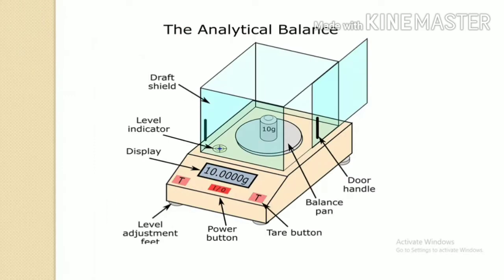This is the general diagram of analytical balance. Here we can see that this is the door handle, balance pan, tare button, power button, level adjustment feet, display, level indicator and draft sheet.